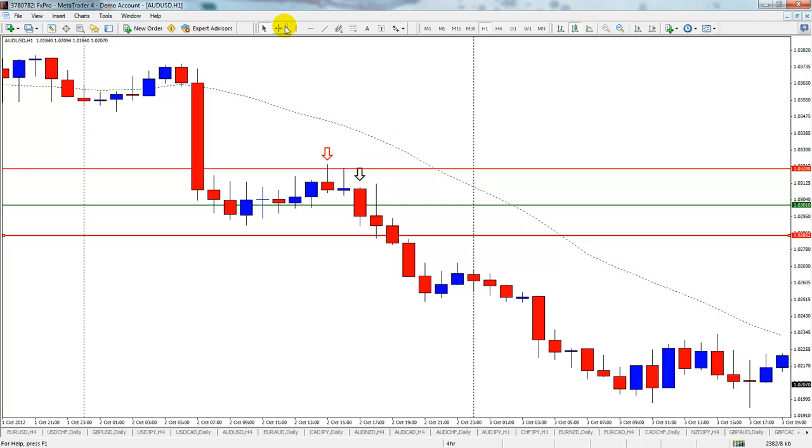So my risk on this trade, from the sell price at 103.01 to my stop loss at 103.20, is 19 pips. And my reward, if I had chosen to get out at 15 pips, is 15 pips.